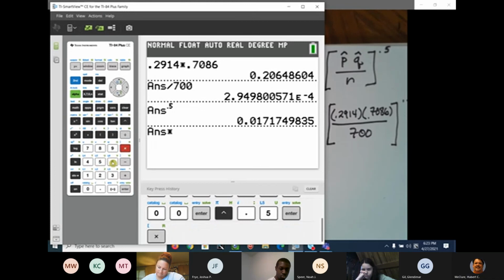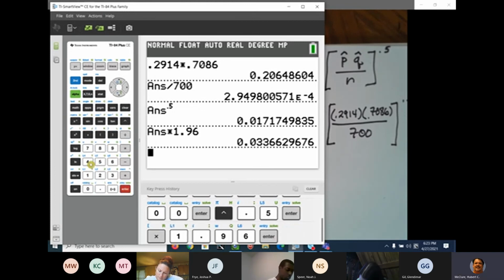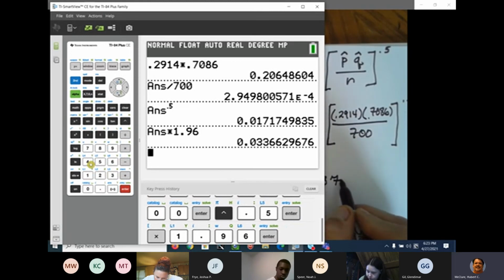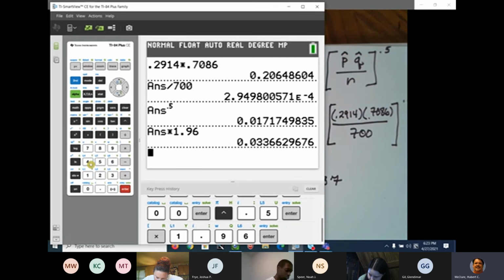I totally screwed that up. Times 1.96. So I get a margin of error equal to 0.0337. Okay, so if you messed it up, go ahead and try it again. You won't be the first person that messed up.